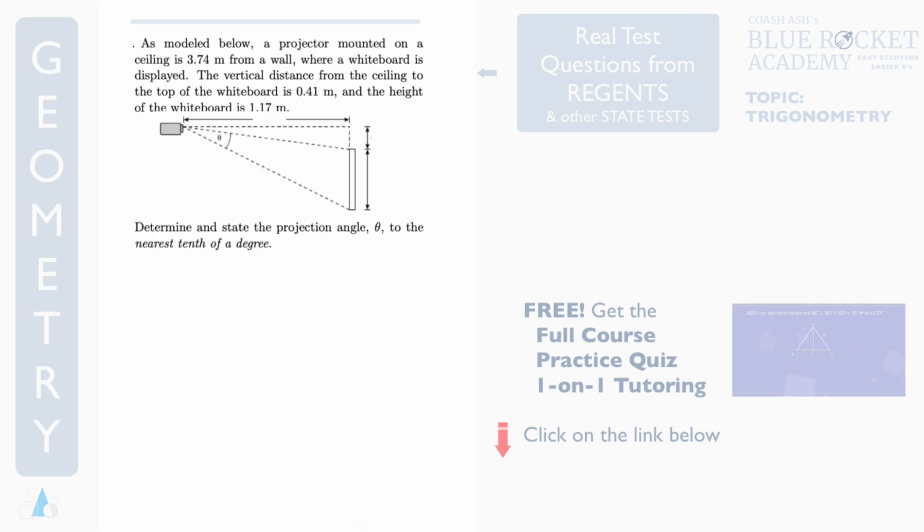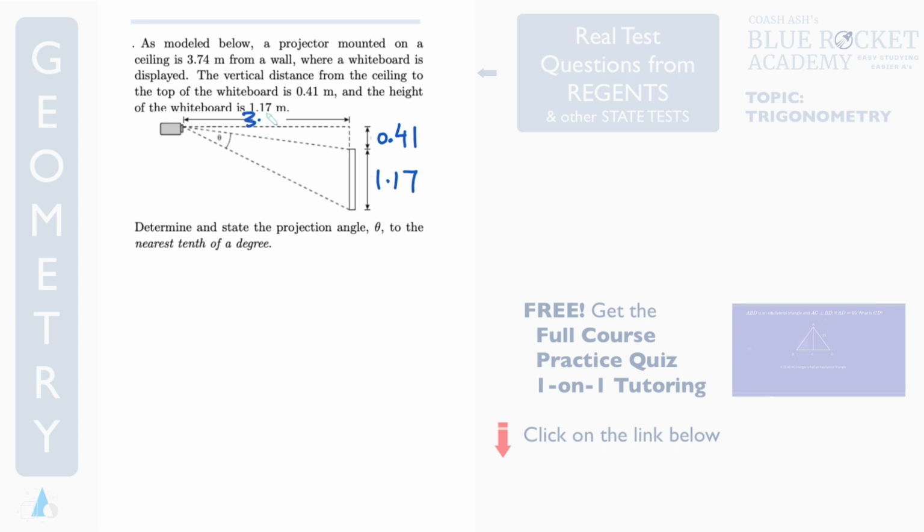This is a very important problem to understand. You're asked to find what is this angle theta, and these lengths are given over here. This length is 1.17, this length over here is 0.41, and then this length is also given to you.